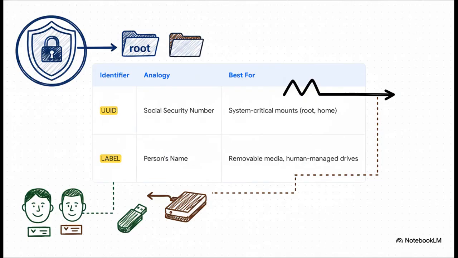I love this analogy, it makes it so clear. Think of a UUID like a social security number. It's totally unique, it's permanent, and you use it for all the official important stuff. That's why it's perfect for your root partition or your home directory. A label, on the other hand, is more like a person's name. It's easy and convenient, but you might know two people named John. That makes labels great for things you're plugging and unplugging, like USB drives, where you just want a simple, memorable name.